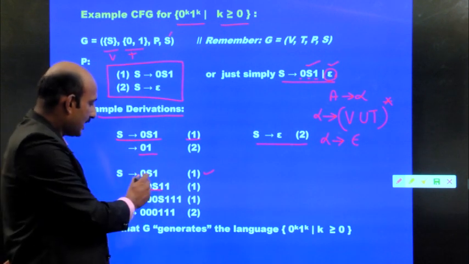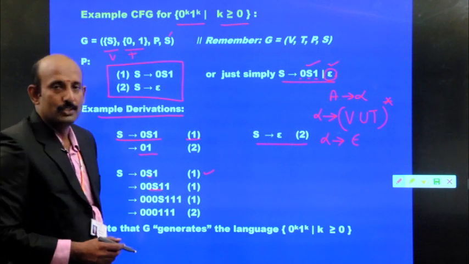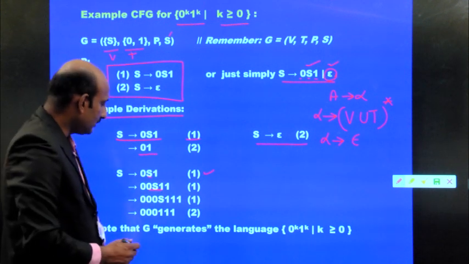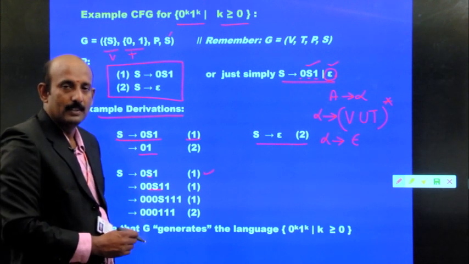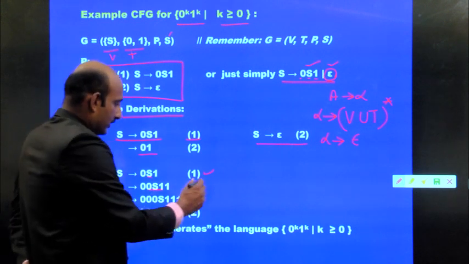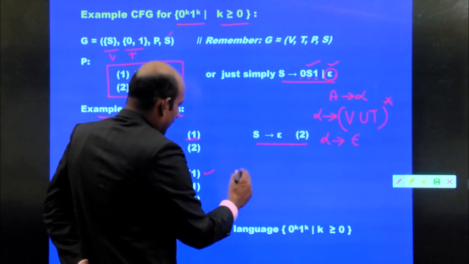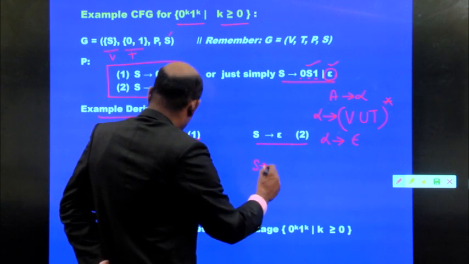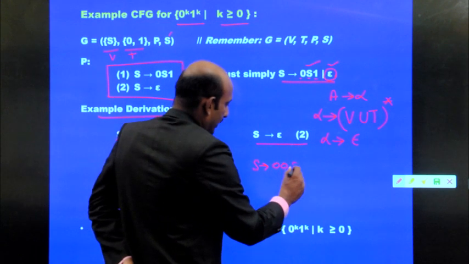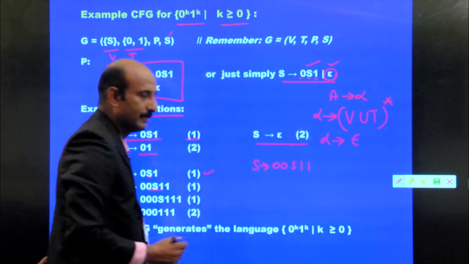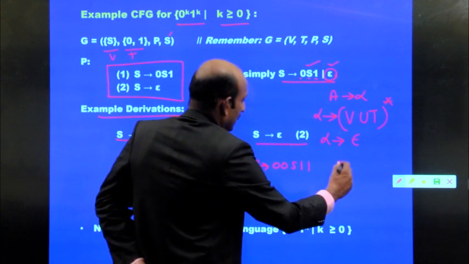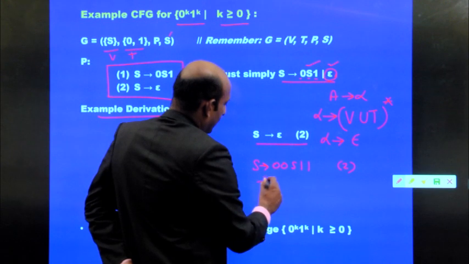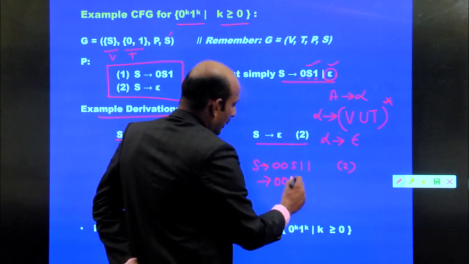So, instead of S, it can be replaced by 0 S 1. So in this 0 S 1, then we may get 0 0 S 1 1. Suppose if we go for replacing here, we may get S tends to 0 0 S 1 1 like that. Where, if we replace this using production rule number 2, then we may get 0 0 1 1 like that.